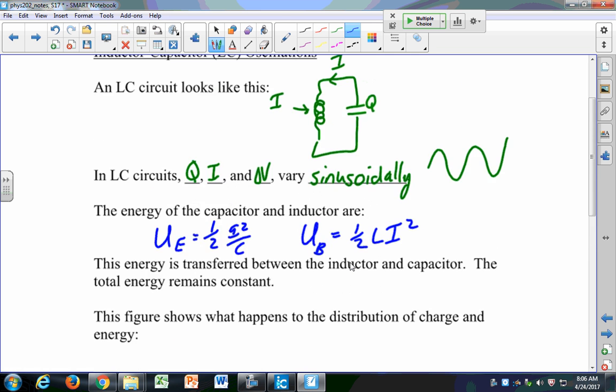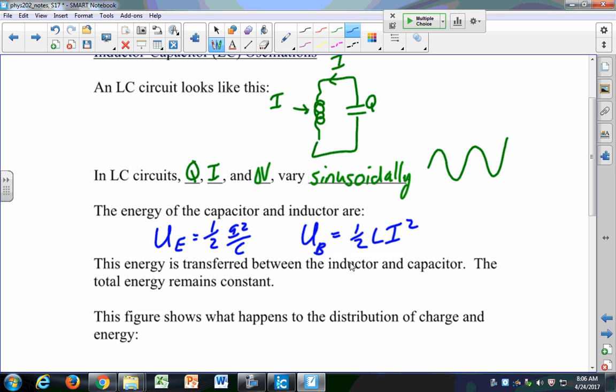Notice that the energy on the inductor is most when the current is biggest, because that's when your current is changing the most, and it's going to have a maximum changing magnetic flux. So I'll have the most energy here. The energy in my capacitor is most when I have the most charge on the capacitor.